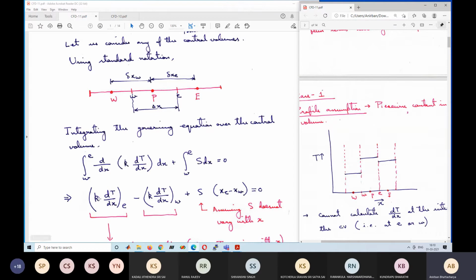Okay, the value of k is also stored at the grid points, but we can assume that k at east is equal to k capital E plus k capital P by 2, meaning the average of E and P. Okay, so k is known. So how will we find dt dx at east? What will be the value of dt dx at east in terms of the grid point values? If this is the variation, can we find it?